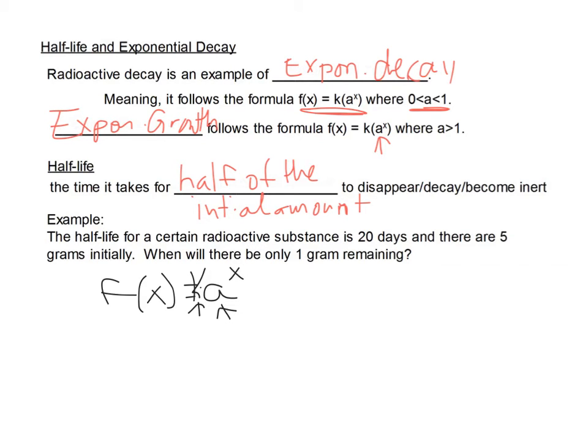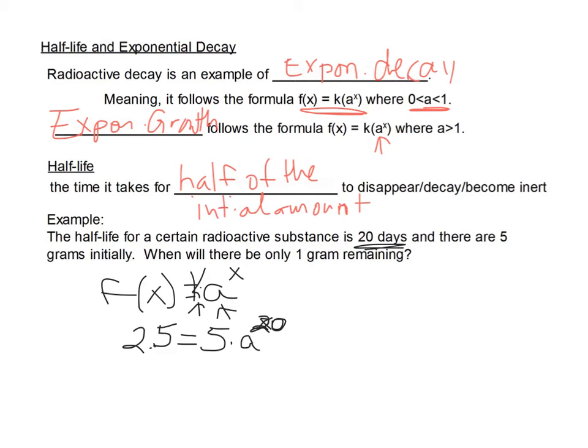So the half-life for the radioactive substance is 20 days. And if there are initially 5 grams, that's your principal. We don't know the rate at which it's decaying. The x is the time, the 20 days. And in 20 days, if we started with 5 grams and 20 days gives us half of that, it should be at 2.5 grams at that time.